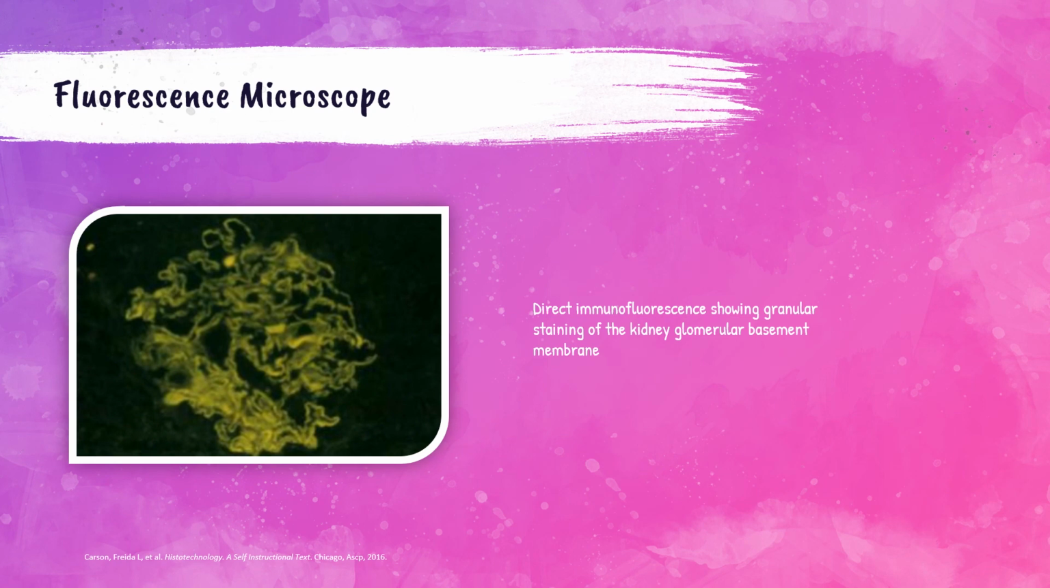This is a photo from Dr. Carson's book that shows direct immunofluorescence of the kidney glomerular basement membrane. It is coated with a goat anti-human IgG, which is an antibody.